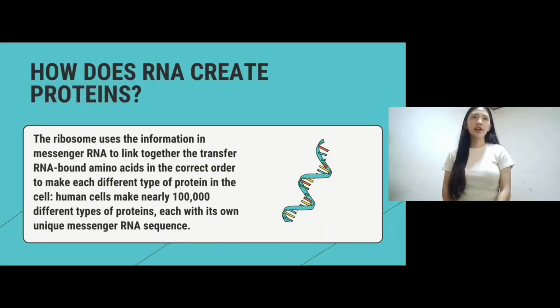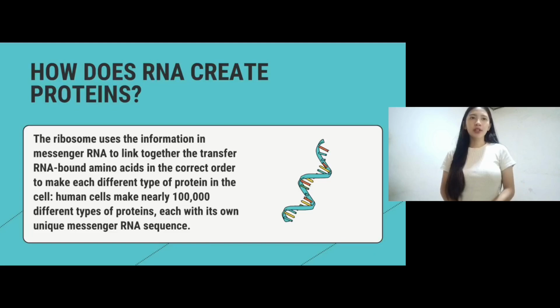How does RNA create proteins? The ribosome uses the information in messenger RNA to link together the transfer RNA-bound amino acids in the correct order to make each different type of protein in the cell. Human cells make nearly 100,000 different types of proteins, each with its own unique messenger RNA sequence.